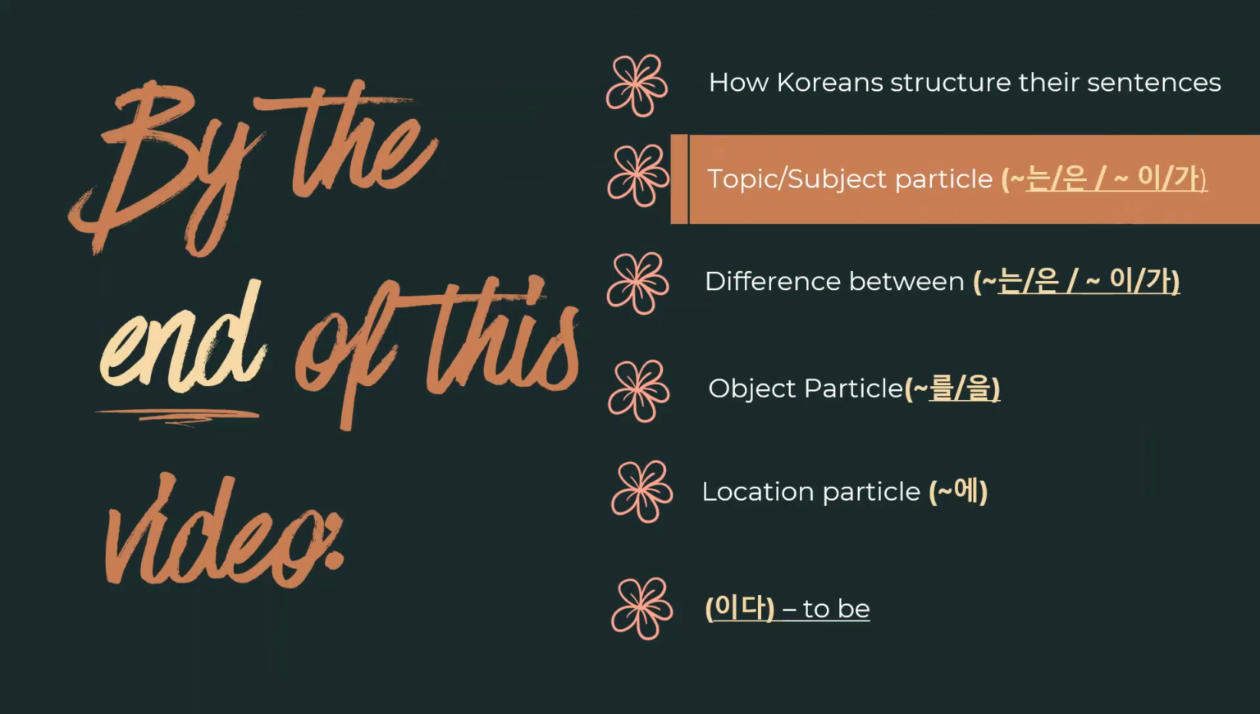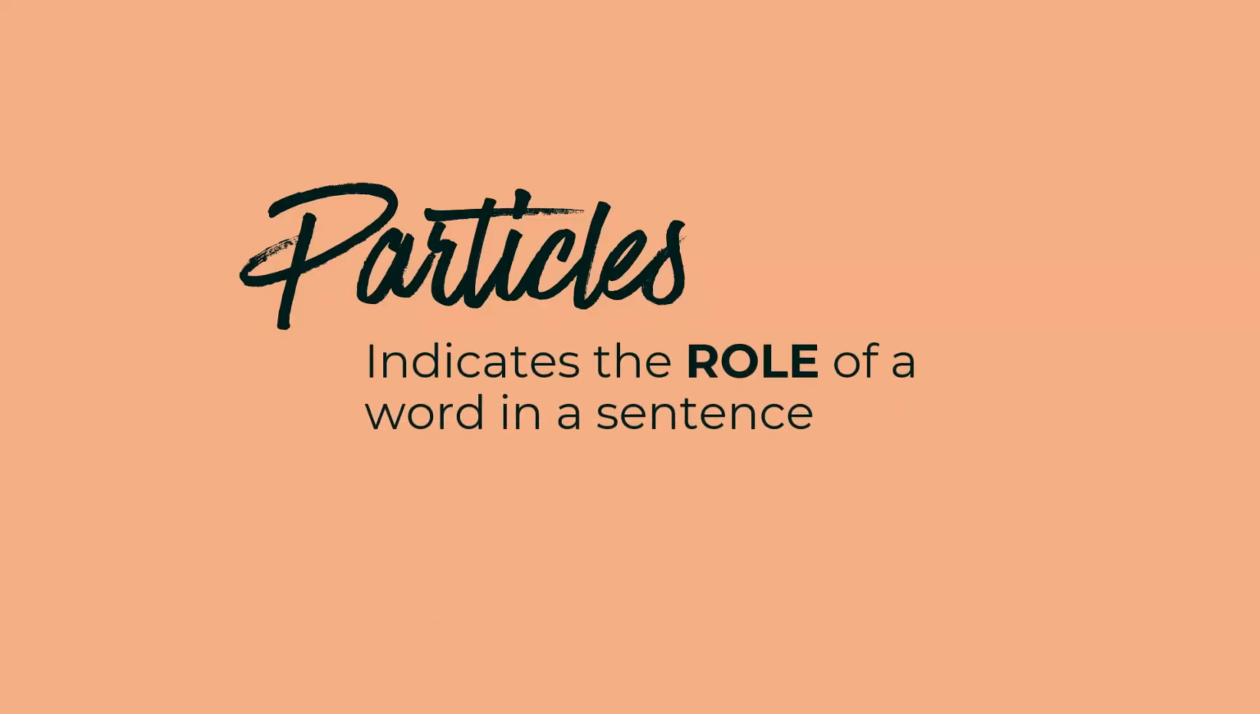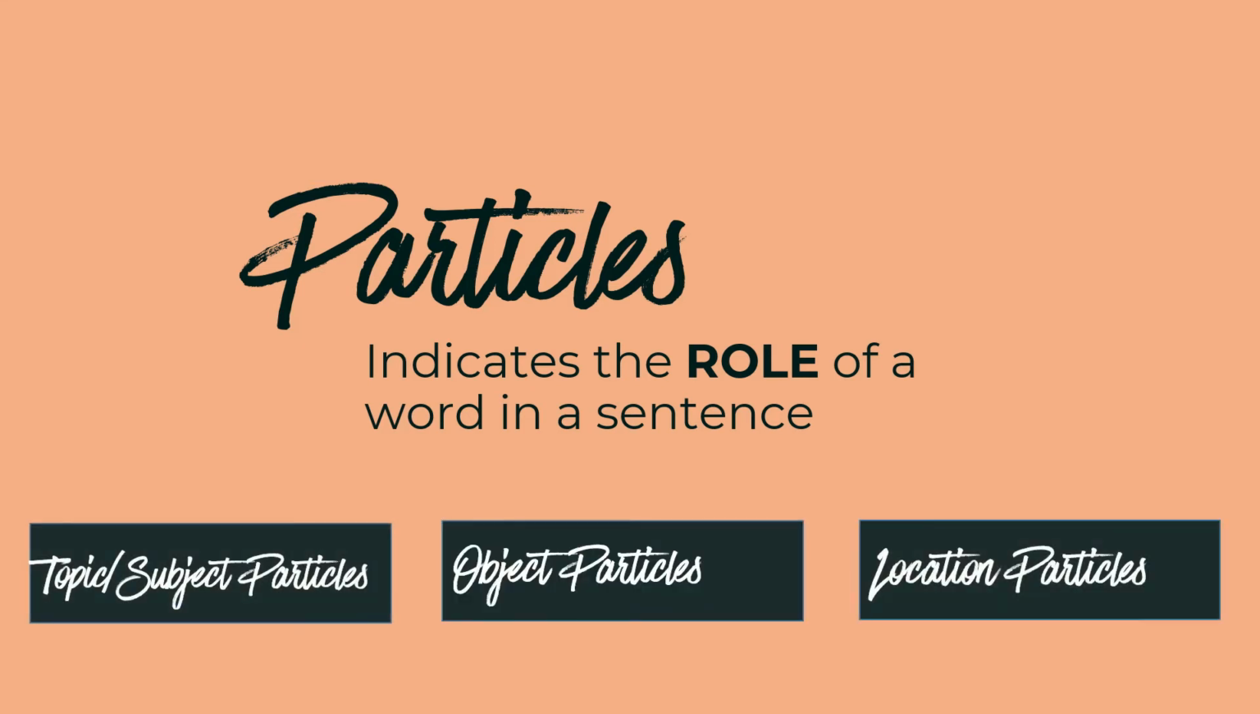Let's now go to the next one, which is the topic or the subject particle. But before we start there, let us first define what a particle is. Particles indicate the role of a word in a sentence. That is specifically which word is the subject, the object, or even the location. So note that in English we don't have these particles and we don't use anything like these, so there's no way to translate them. That is why for today, we're going to start with the very first one, which is the topic or the subject particle.